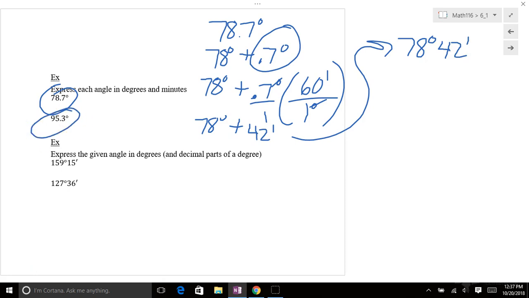Okay, let's do the second one, 95.3 degrees. So 95.3 degrees, that's 95 degrees plus 0.3 degrees.